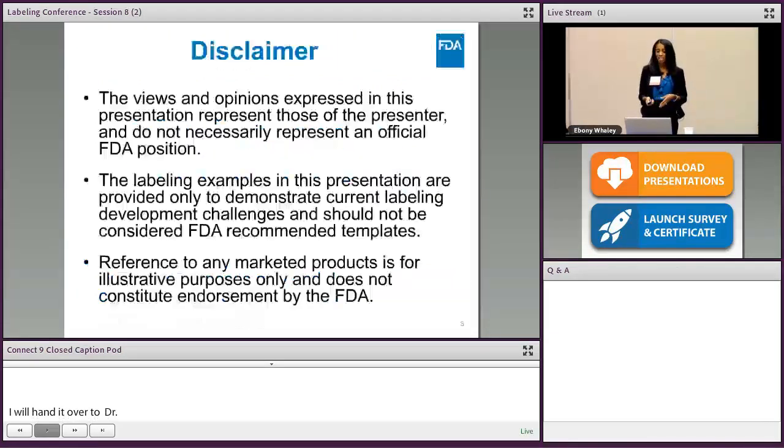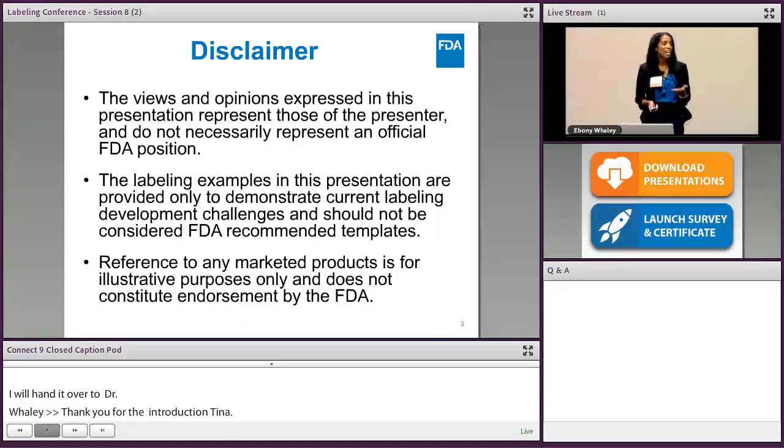Afternoon, and thank you for the introduction, Hina. This presentation will focus on safety considerations for patient instructions for use to minimize medication errors.